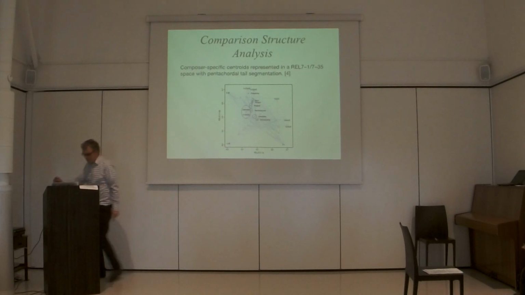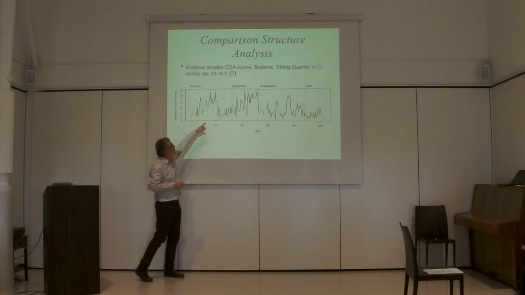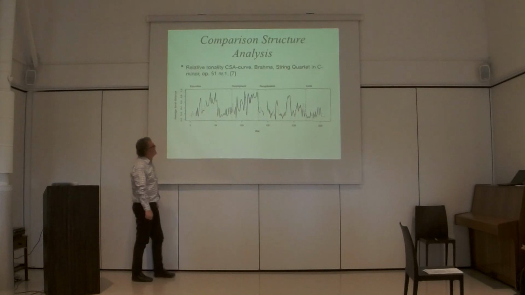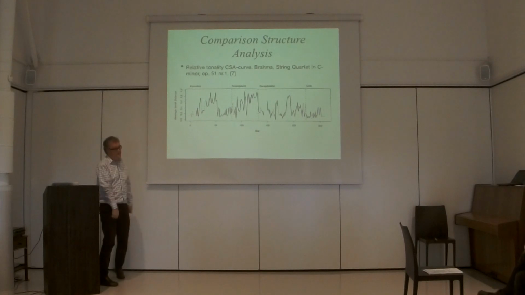But as I said, you can analyze those pitch class sets using those pitch class sets as comparison structures or segments. Here I have analyzed tonality in Brahms string quartet C minor, and you see that not only in the development section the distance from the basic C minor tonality goes far. It's also here that tonality goes quite far in the exposition, but not in the recapitulation anymore. And the coda is almost in C minor.